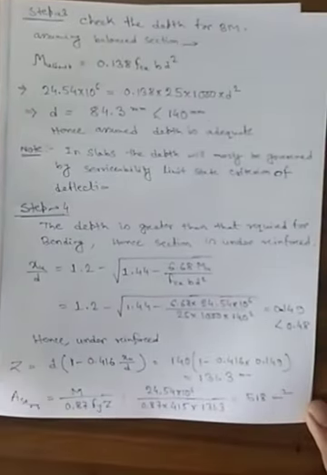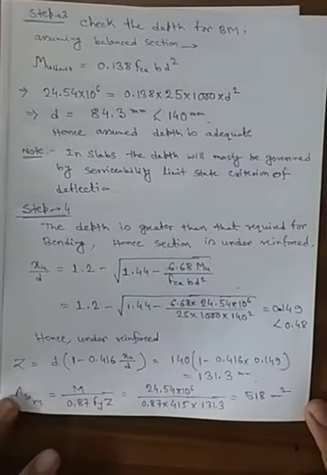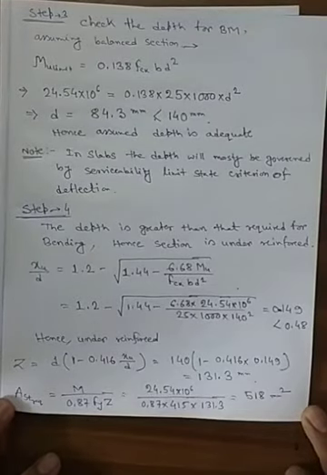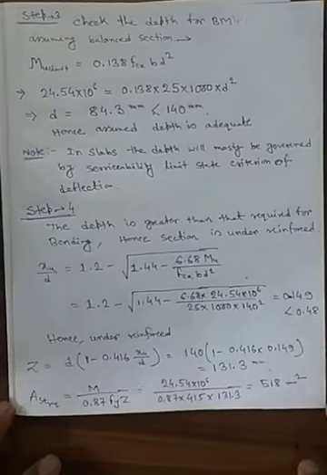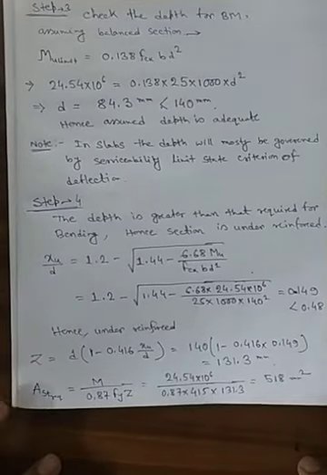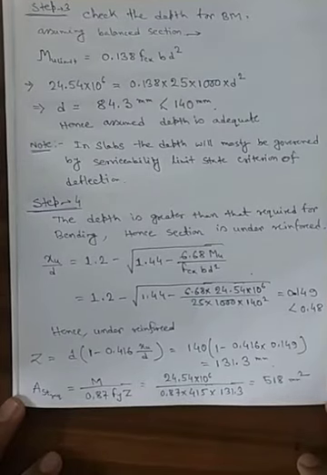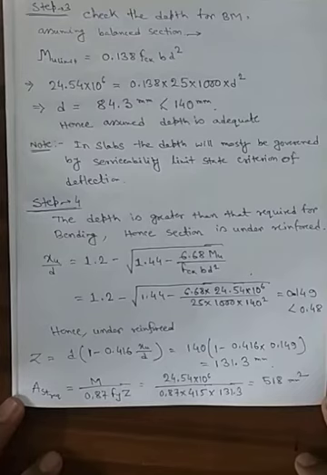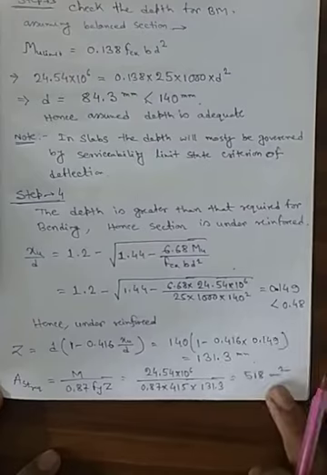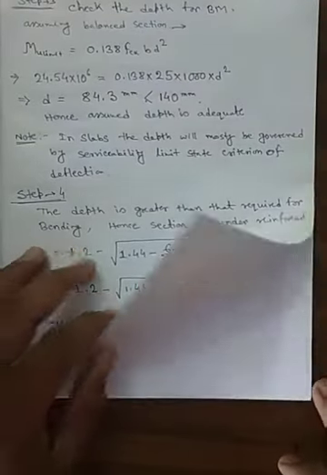Last day we solved a half portion of a slab. We calculated up to the area of reinforcement required. That value comes to 518 millimeter square, right? So now let's continue.